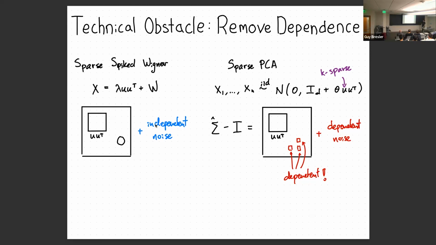And so then the question becomes, well, I should say, we know how to do reductions from Wigner to sparse PCA in a very strong sense, but what we don't know how to do is the way back. Okay, so clearly what we need to do is understand how to remove dependence in the noise distribution.